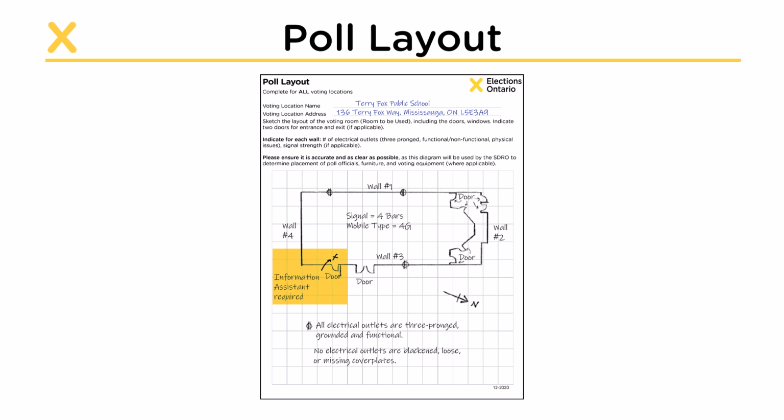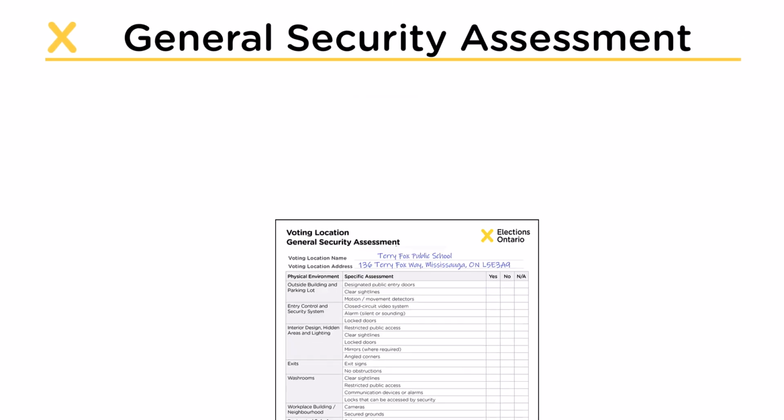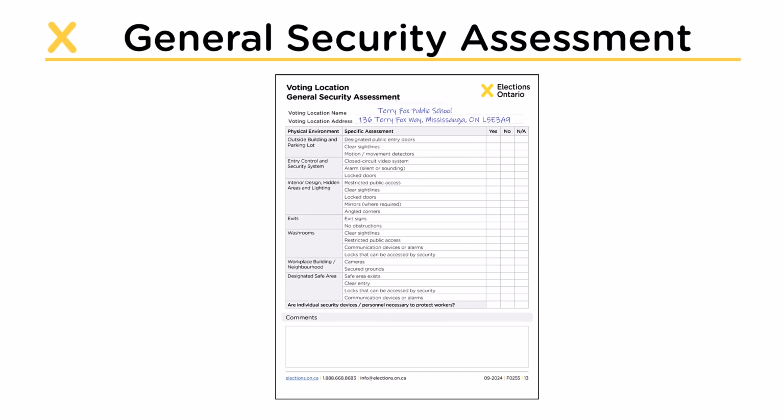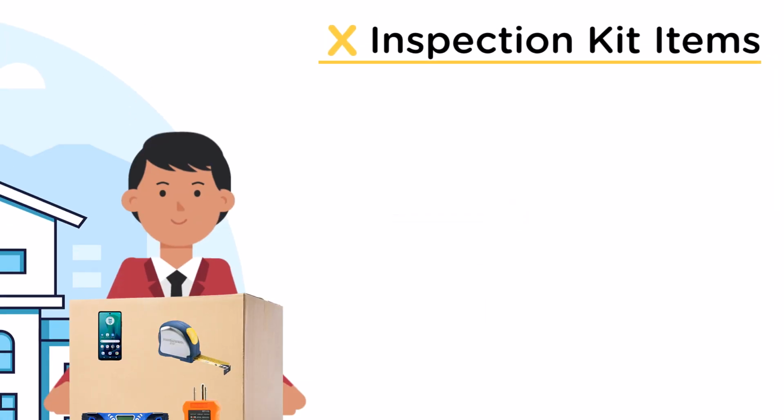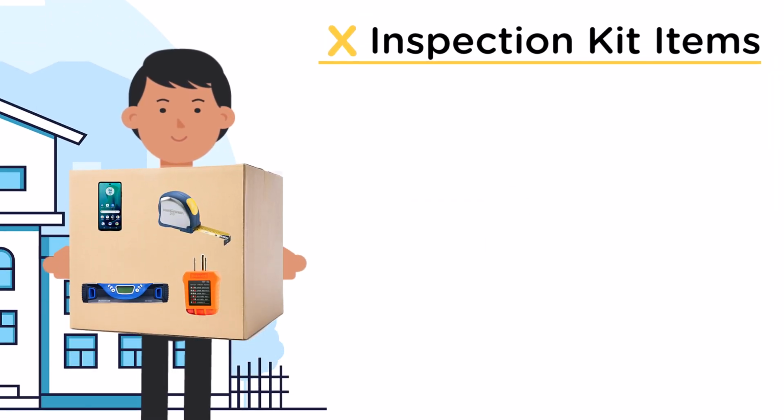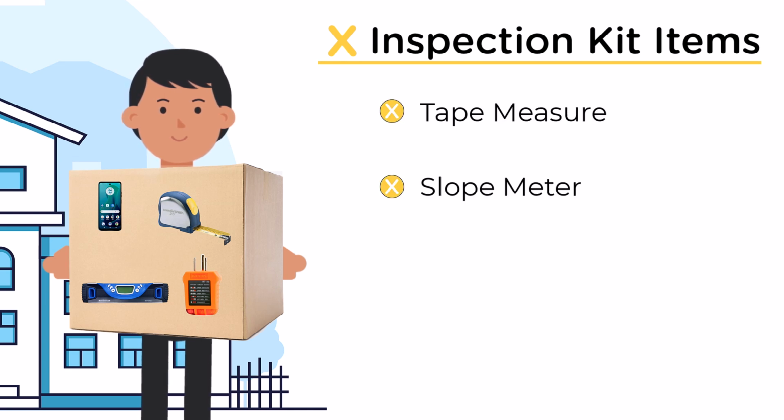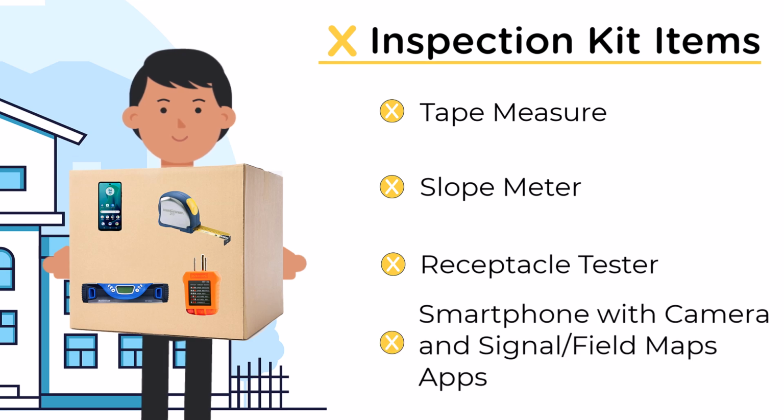The next section is the Voting Location General Security Assessment, which contains a checklist to complete. This documents potential security issues that may exist at a location. Elections Ontario will provide you with 2 voting location inspection kits. Each kit includes a tape measure, a slope meter, a receptacle tester, and a smartphone with a camera and the mobile signal application and field maps application installed.